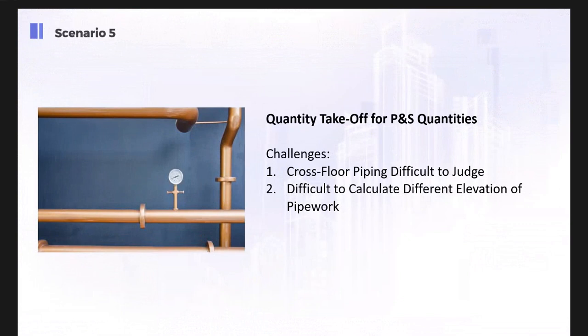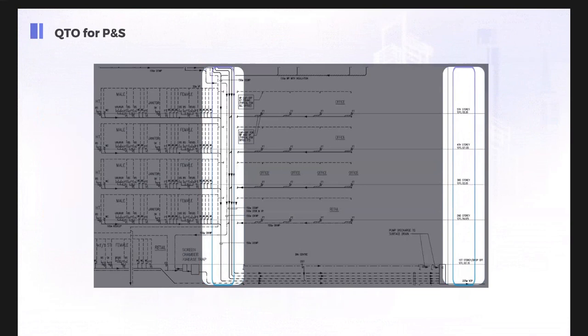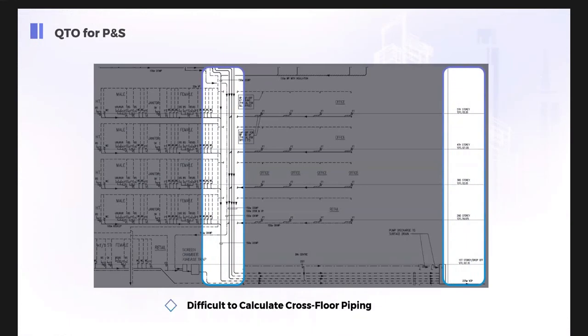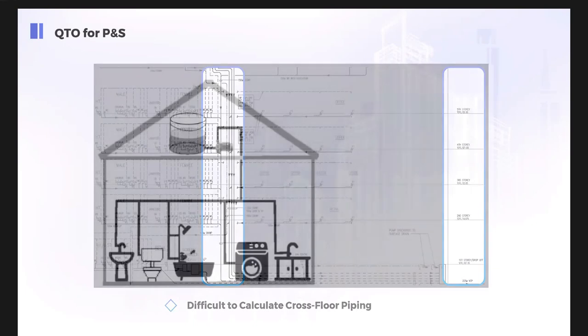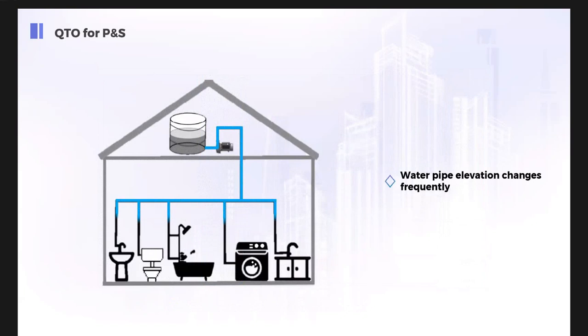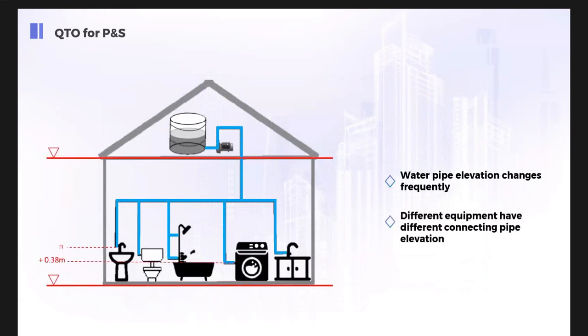Right, so lastly, in the quantity takeoff for plumbing and sanitary, let us see what challenges there are and what TME C is able to do to help in this last scenario. So in plumbing and sanitary, cross-floor piping can be tedious or difficult at times, especially if there are many risers used. Also, pipe elevation levels may change frequently in the building. And because of the different equipment heights, the pipe elevation will need to be adjusted to fit the respective equipment height as well.